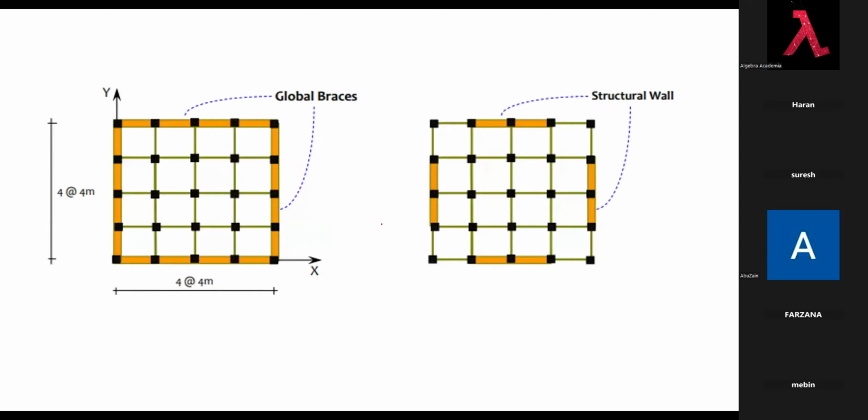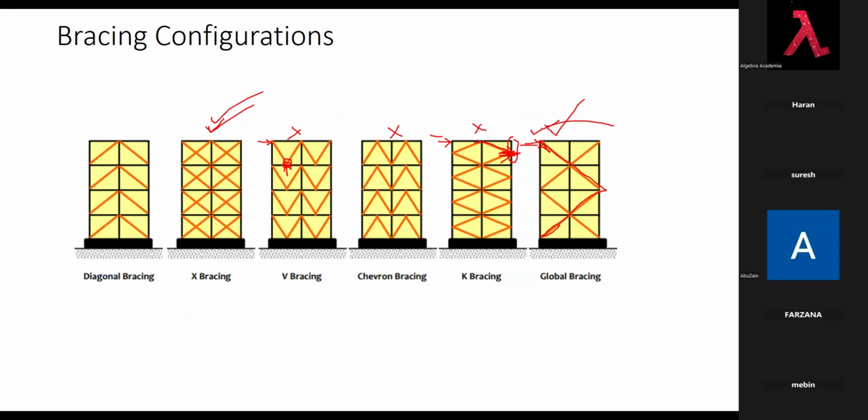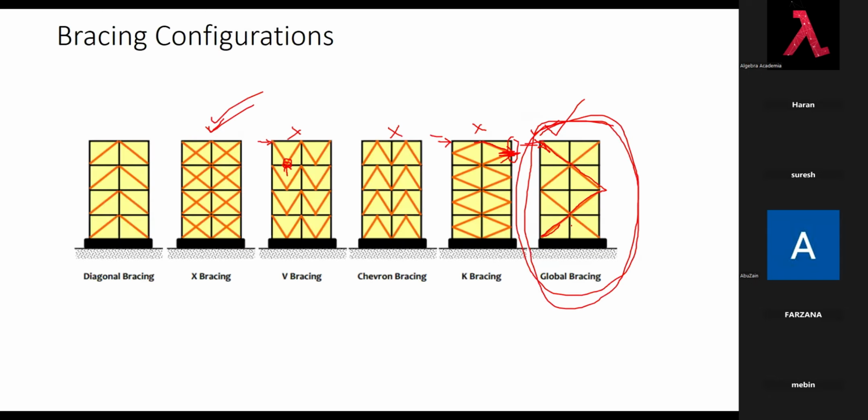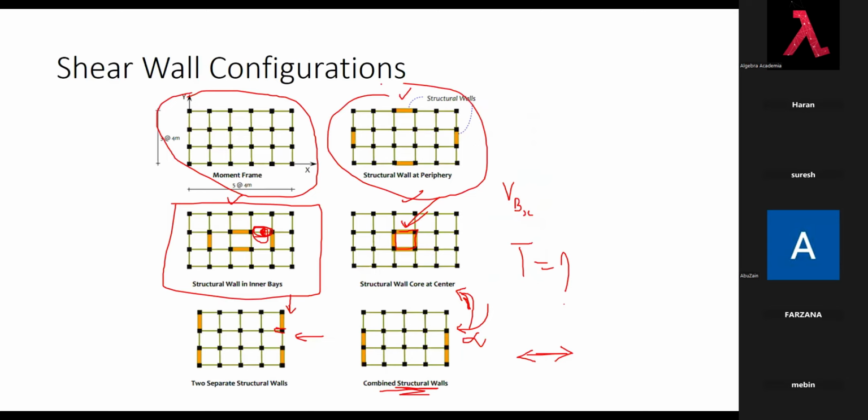Now we do some comparison. This is again a building from the plan. We use global braces only on the outer periphery, and the shear wall is there. Okay, actually in the elevation, this building may look like this. Let's say in the periphery we model this global bracing, and here it is the shear wall system. So this shear wall system is what we modeled.